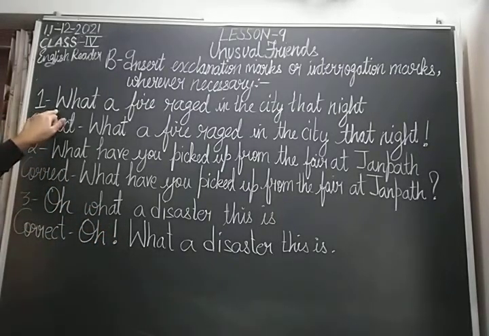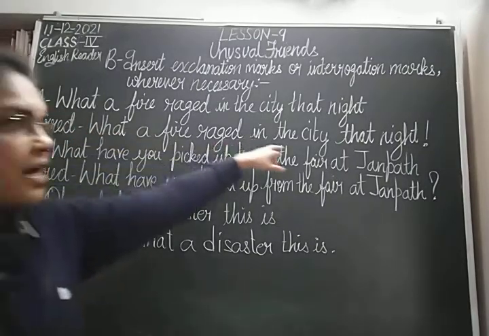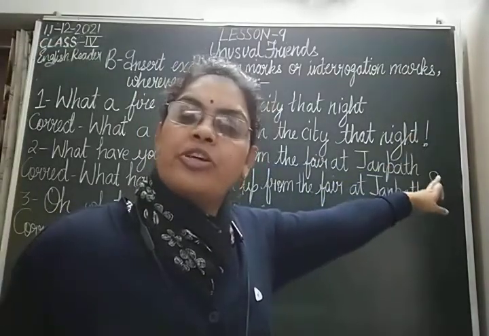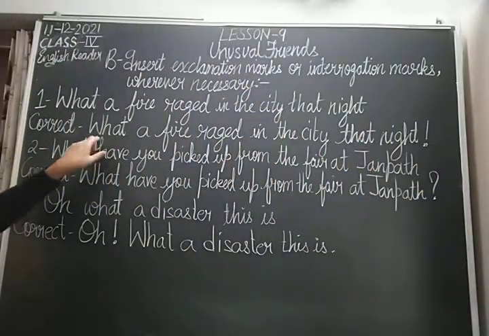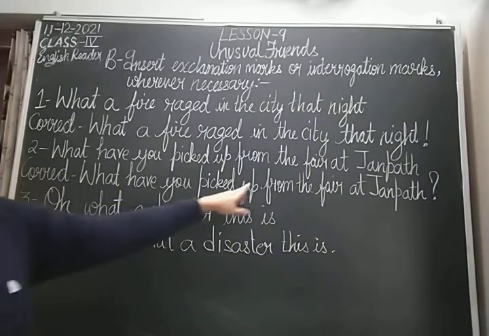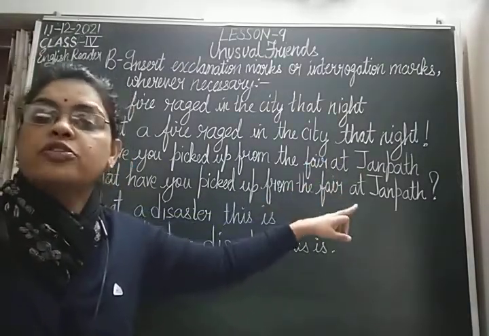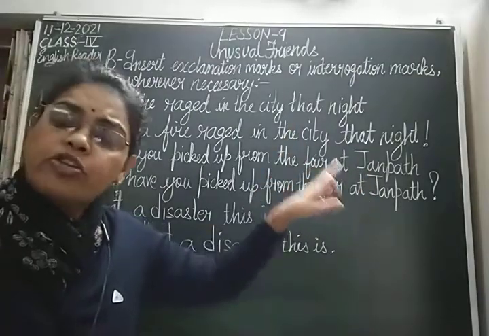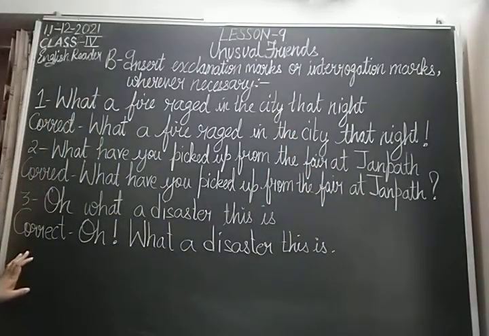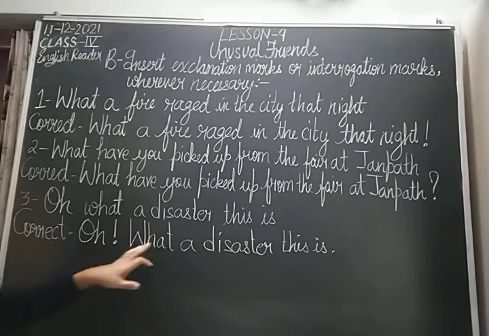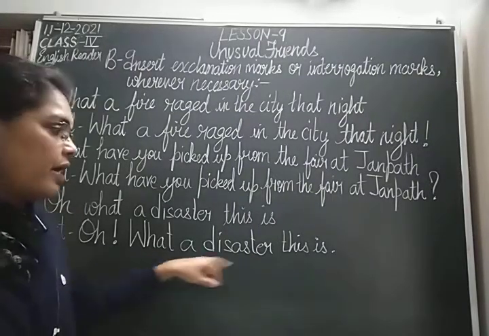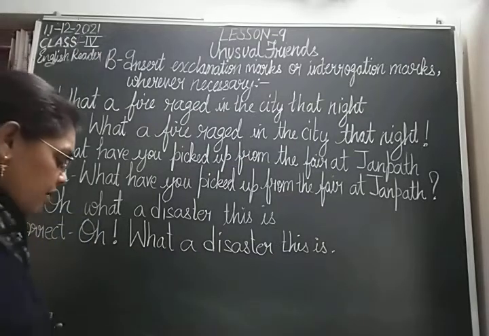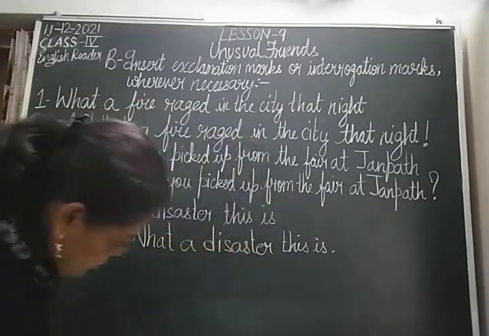Again, I'll revise. What a fire raged in the city that night. At the end, you need to put an exclamation mark because this is an exclamatory sentence. Second, what have you picked up from the fair at Janpat? This is a question, so we need to put an interrogation mark. That means a question mark at the end of the question. Third, oh, what a disaster this is. After O, since O is an interjection, we'll put an exclamation mark after O, then W will be capital of what, and at the end, full stop. Fine. So I hope all of you have done.